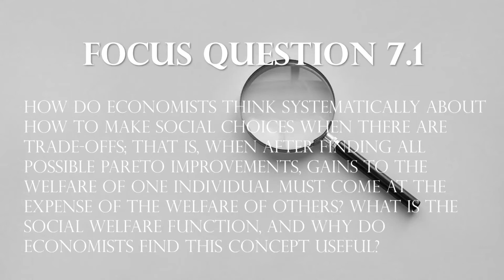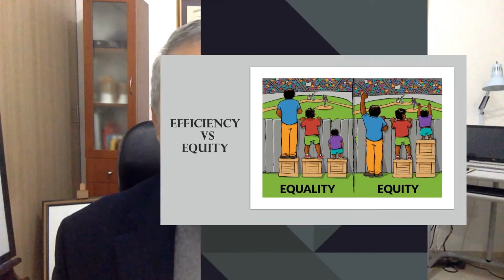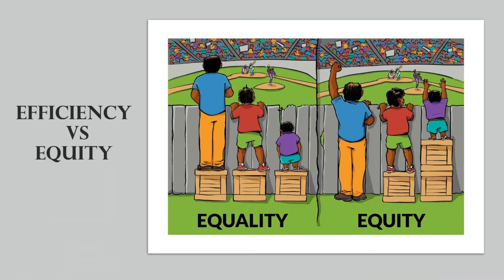So here's question 7.1. How do economists think systematically about how to make social choices, right, when there are trade-offs? What is it when, after finding all possible Pareto improvements, gains to the welfare of one individual must come at the expense of the welfare of others? What is the social welfare function, and why do economists find this concept useful? All right, lots in here, lots of perhaps complicated stuff. But let's see if we can make this simpler than this book is making it.